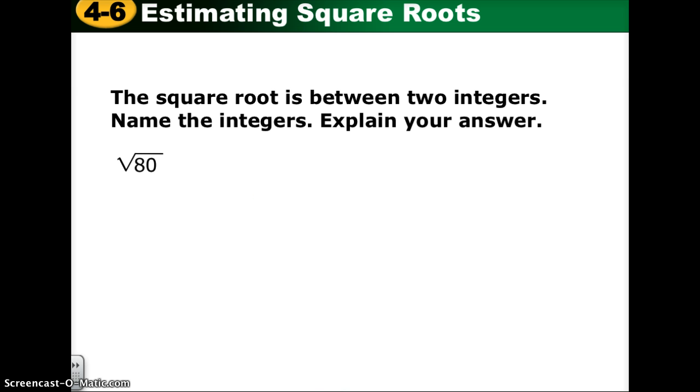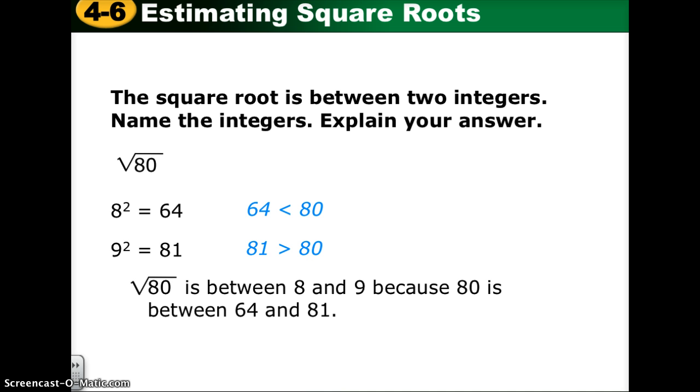Let's see where square root of 80 falls. 8 squared is 64, 9 squared is 81. Now, one thing I need to mention is that our integers need to be consecutive, so 8 and 9, 9 and 10, 10 and 11. It can't be 8 and 12. They need to be back-to-back numbers.